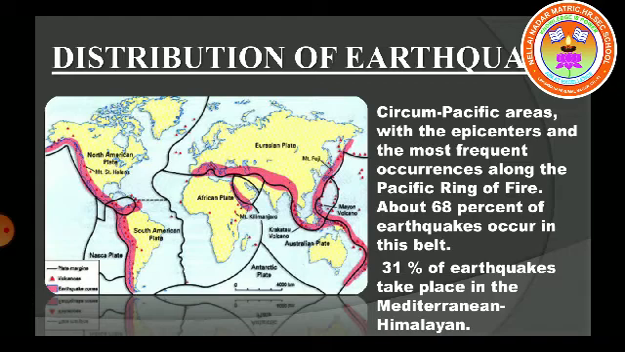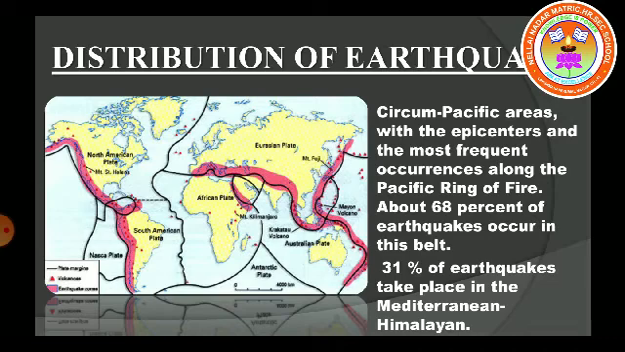This picture clearly shows the distribution of earthquakes. Most of the earthquakes occur around the Pacific Ocean, so it is called the Pacific Ring of Fire. The majority of Earth's volcanoes and earthquakes take place along the Ring of Fire. How many countries are in the Pacific Ring of Fire? 15 countries. What are they? Chile, Mexico, United States, Antarctica, Russia, Japan, Philippines, etc.